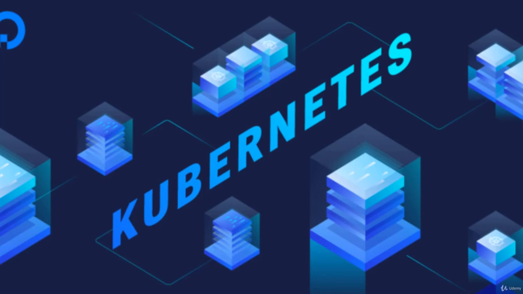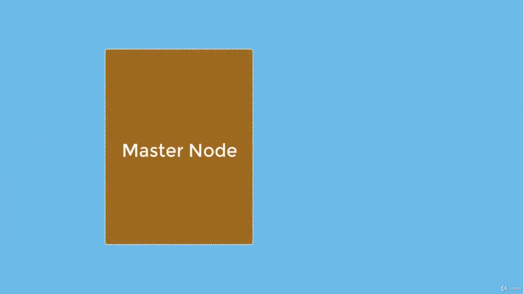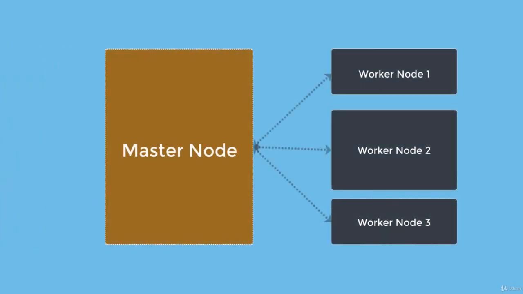Essentially, Kubernetes is also called K8s. The number 8 represents the 8 characters between K and S. Every Kubernetes cluster has at least one master node and also has certain worker nodes. To break things down and make it simple, let's just assume that the master node is like a class teacher and the worker nodes are like students.